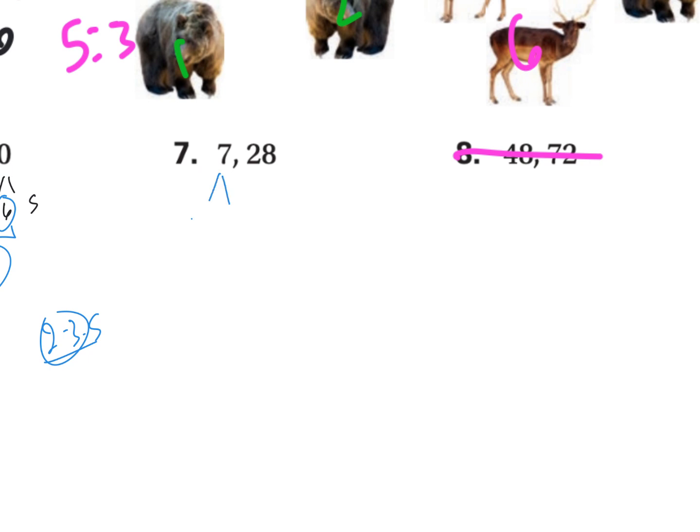There you go. And then same thing here. This is a prime number, so it's 7 times 1. And this is 7 times 4. Oh, look, the answer is 7.